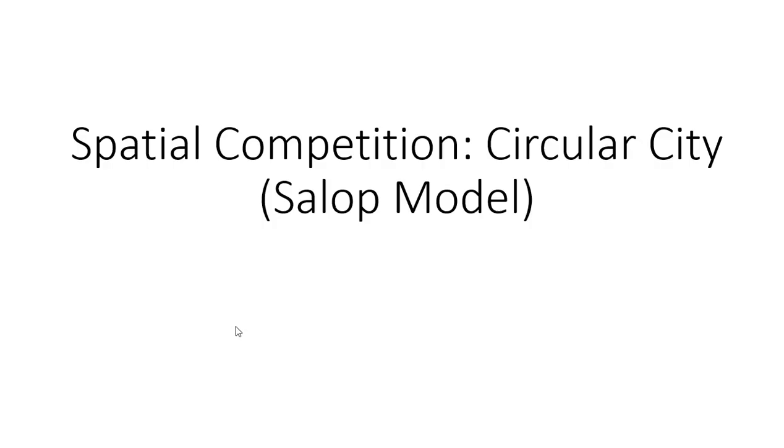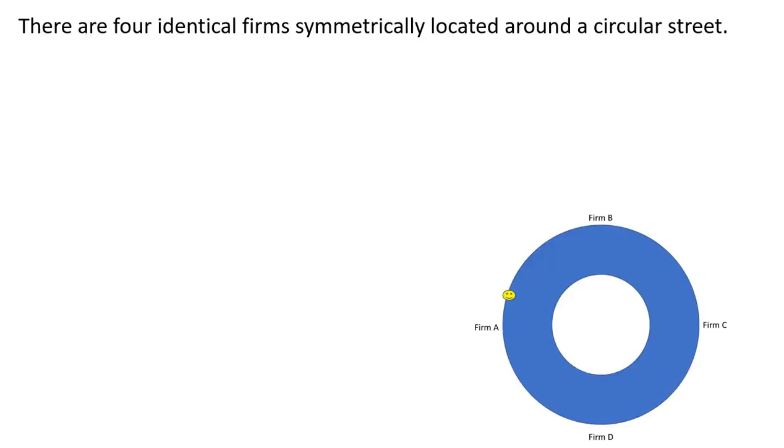In this video, we're going to look at spatial competition, in particular the circular city or the Salop model. So there are four identical firms symmetrically located around a circular street. So we got firm A, firm B, firm C, firm D, all equal distance from one another.